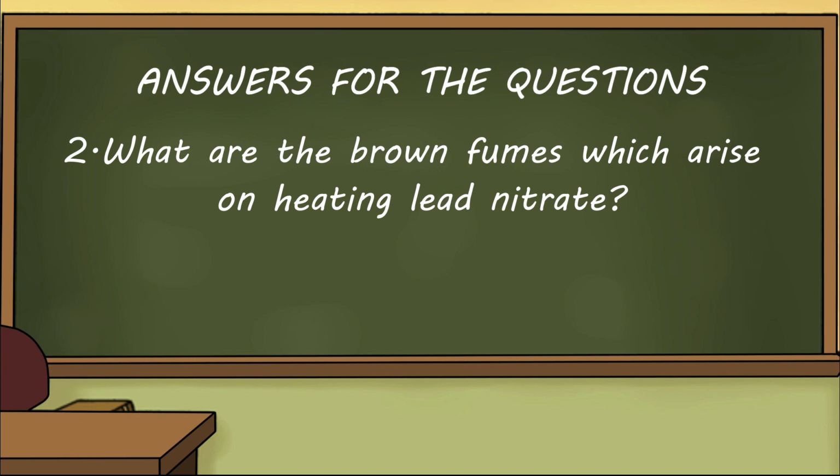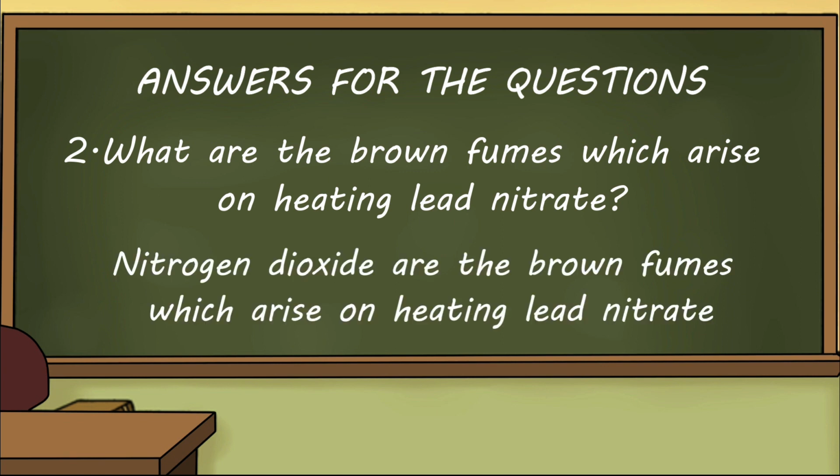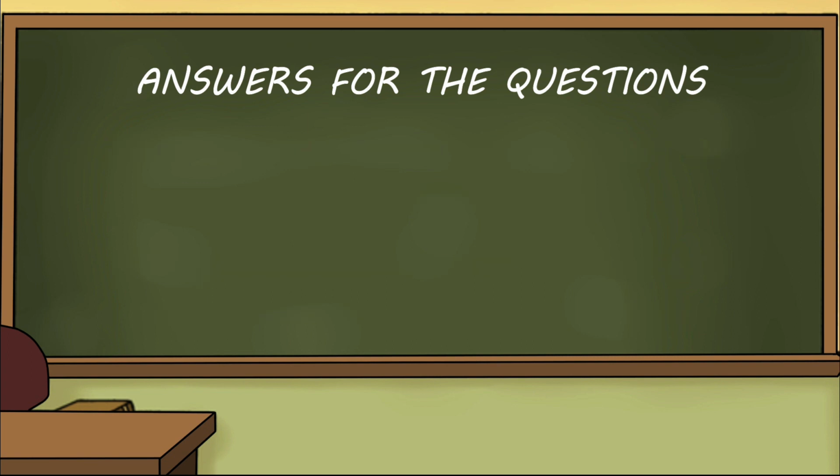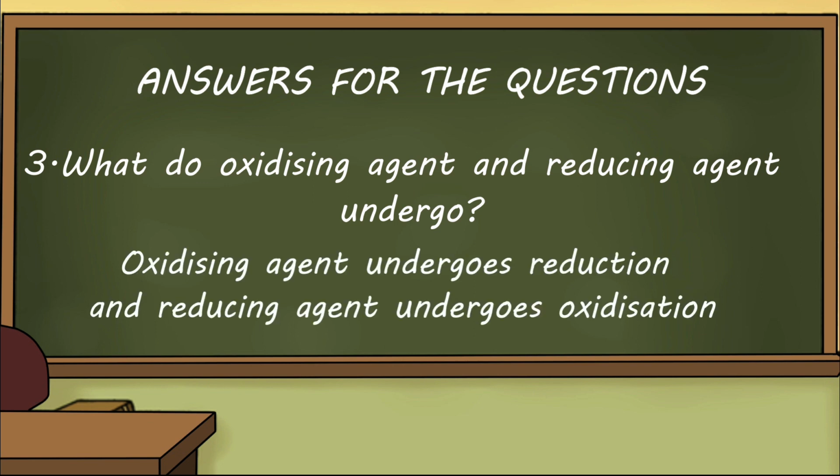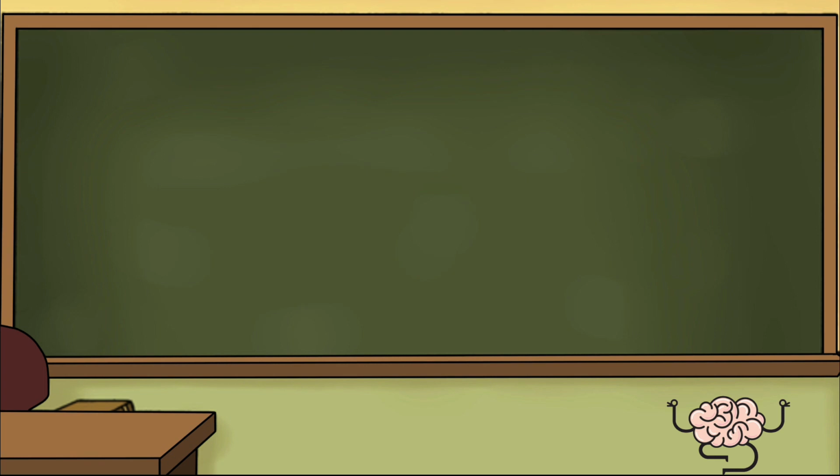Second question: what are the brown fumes which arise on heating lead nitrate? Nitrogen dioxide is the brown fumes which arise on heating lead nitrate. Third question: what do oxidizing agent and reducing agent undergo? Oxidizing agent undergoes reduction and reducing agent undergoes oxidation.